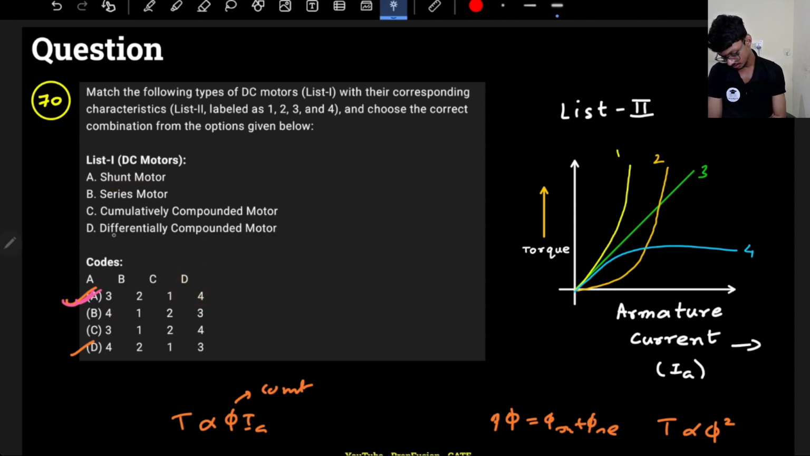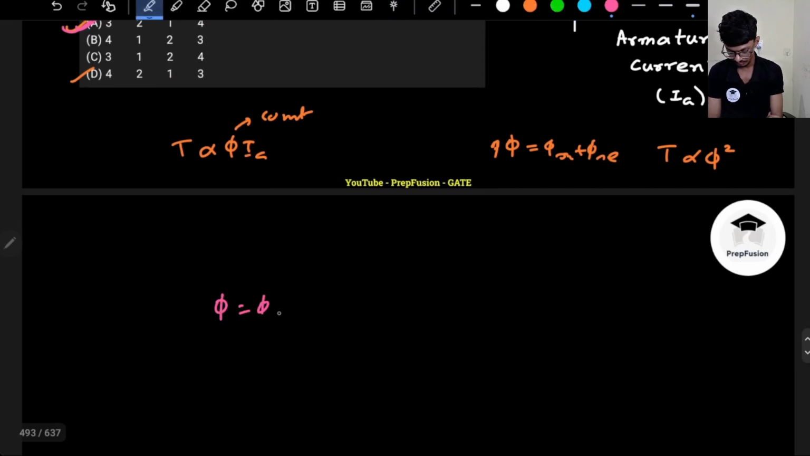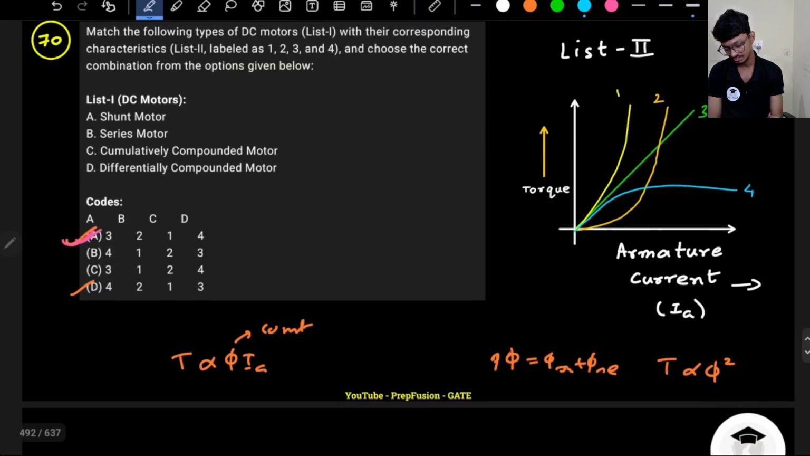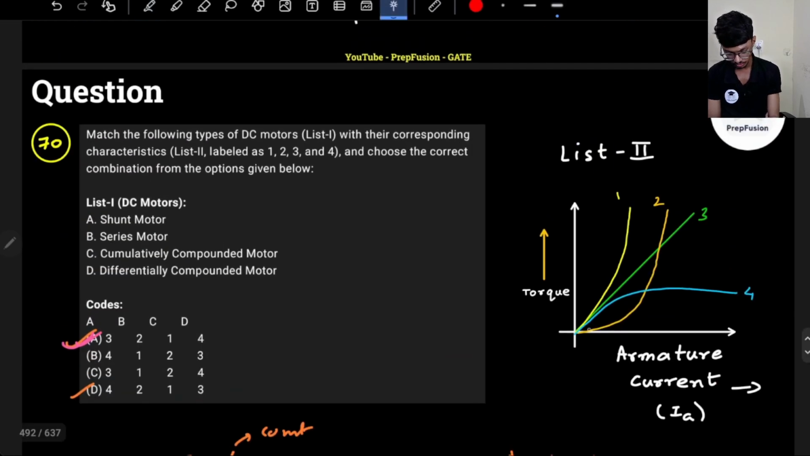D is 4. So differentially compound. Again, differentially compound means what? At higher loads, what will happen? At higher loads, flux is phi sh minus phi se. So phi se will increase, right? If phi se increases, flux will reduce. Okay. So flux reduces, what will happen? At higher loads, torque is reducing sharply, although the armature current is increasing, the flux will reduce sharply, so the torque also will reduce. So this fourth one is for the differentially compound motor. Okay, this was the answer for this particular question.